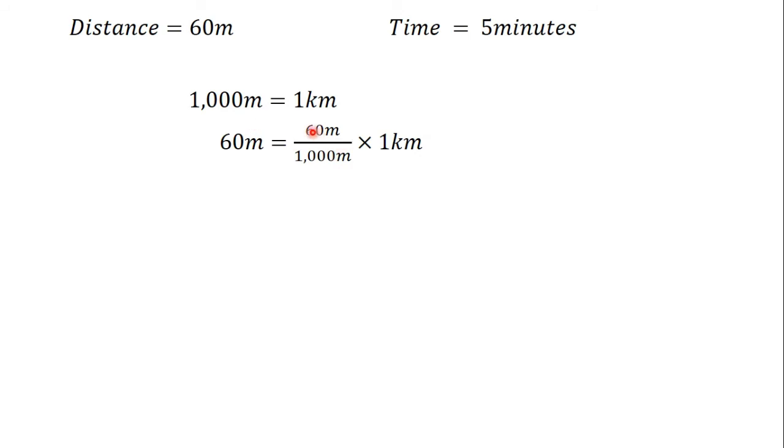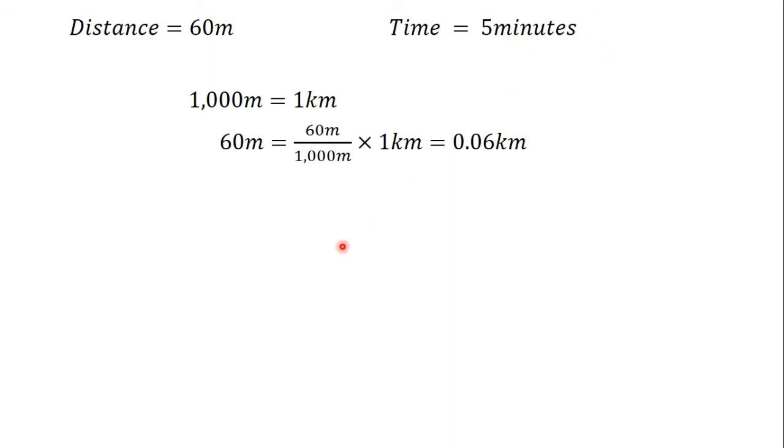So you have 60 meters divided by 1000 meters times 1 kilometer. Meters and meters will cancel each other out. We will have 60 divided by 1000 times 1 kilometer, and that will give us 0.06 kilometers. So now we have the distance in kilometers. We want the time in hours, so we have to convert time from minutes to hours.